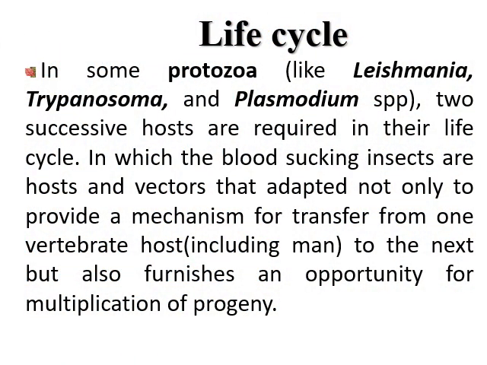In some protozoa, like Leishmania, Trypanosoma, and Plasmodium species, two successive hosts are required in their life cycle, one of which is a blood-sucking insect like a mosquito or sandfly. It is the vector, and it is essential for the life cycle because it provides the opportunity for multiplication of progeny.